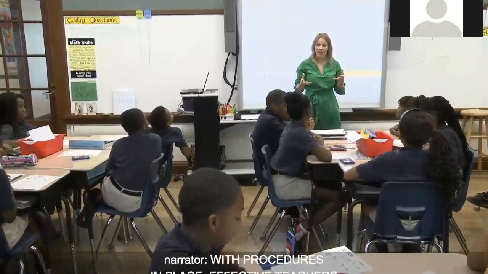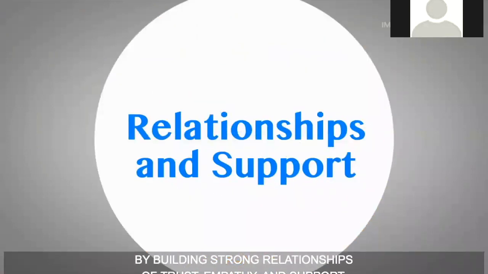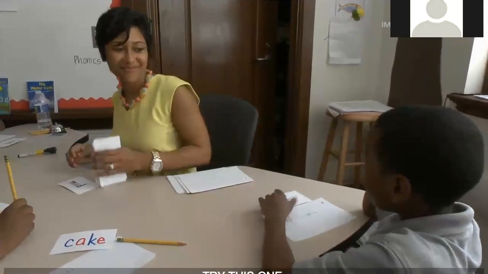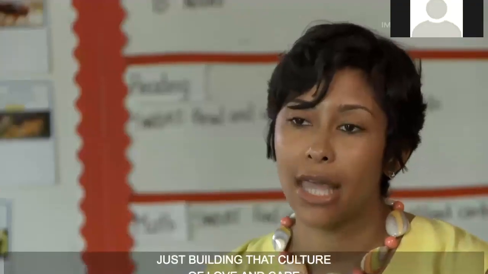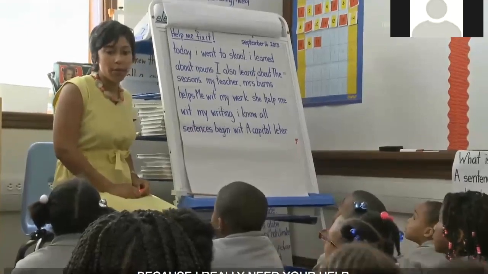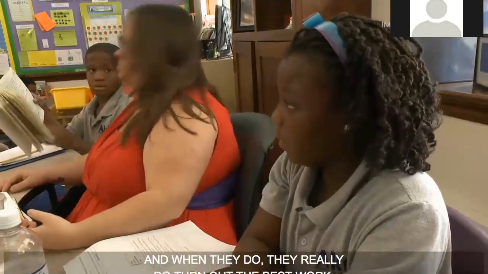With procedures in place, effective teachers invest students in a shared vision by building strong relationships of trust, empathy, and support. I think relationships are really key to having a successful classroom. The first thing that I did was just to let the kids know that this was a safe, warm, loving place. Try this one. And so that was first week, just building that culture of love and care, and also a system of teamwork. So at the top, I wrote, "Help me fix it," because I really need your help. And you are going to help me. They need to feel loved and they need to feel wanted in the room. And when they do, they really do turn out the best work.